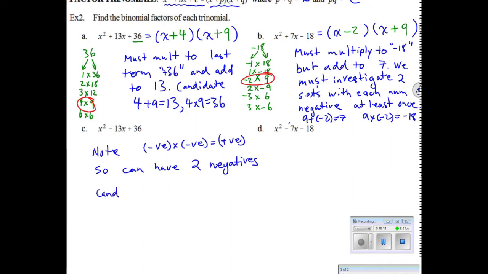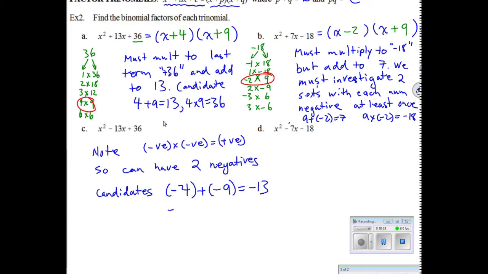So when we do our calculations, we're going to have to set up our candidates, right? So if we went through that whole list of possible numbers that multiply to 36, I'm going to have negative 4 and negative 9 in here. So I'd have negative 1 times negative 36, negative 2 times negative 18, negative 3 times negative 12, and then I would find that negative 4 times negative 9 gives 36, but then negative 4 plus negative 9 gives negative 13.